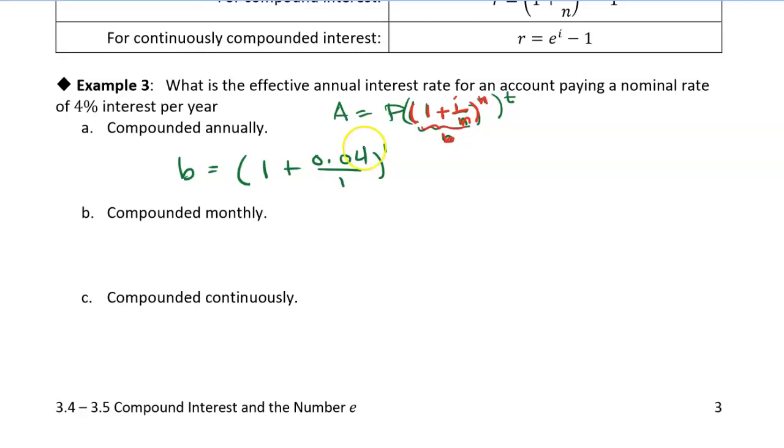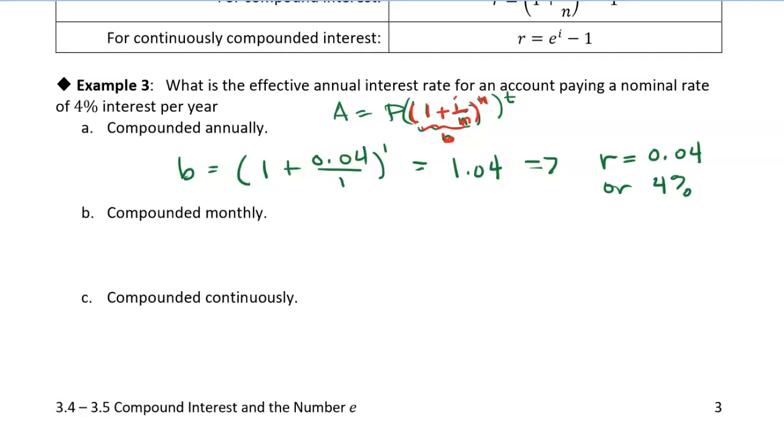I don't know if that was helpful or not, but we can calculate B, and I get 1.04, which makes sense because we're only compounding annually. So what does that mean? That means that R is B minus 1. If I subtract 1 from that, I get R is equal to 0.04, or 4%. The other way to think about the effective interest rate is it's equivalent to the interest rate you would have gotten if it had been compounded annually.